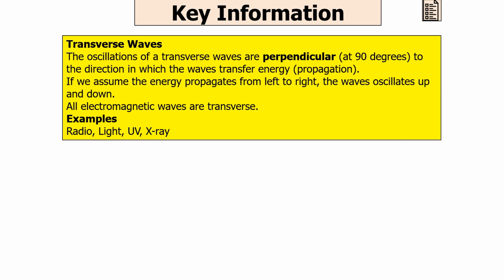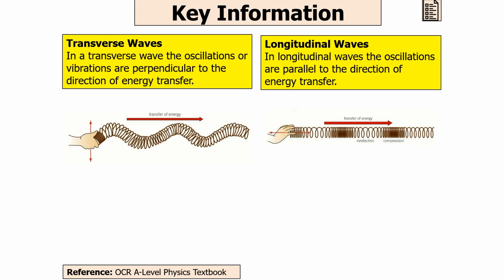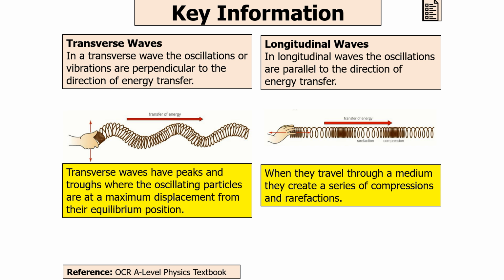All electromagnetic waves are transverse. For example, radio, light, UV, X-ray. Longitudinal waves have oscillations which are parallel to the direction in which the wave transfers energy. If we assume the energy propagates from left to right, the waves oscillate from left to right. Examples include sound waves, seismic waves, and water waves. So we can see in this diagram the difference between transverse waves and longitudinal waves. Now, transverse waves have peaks and troughs where the oscillating particles are at a maximum displacement from their equilibrium position.